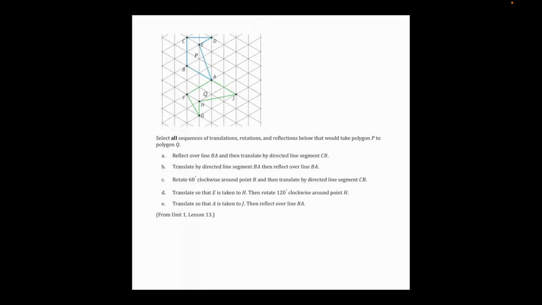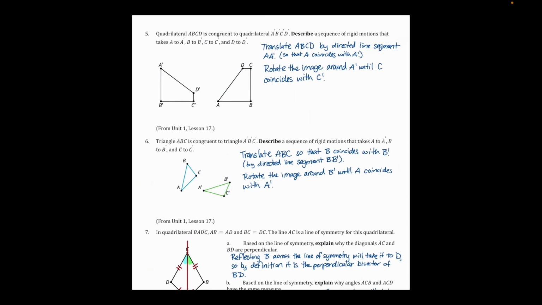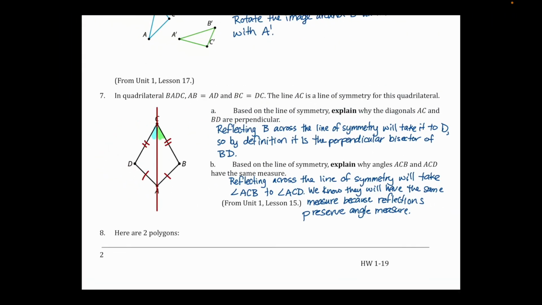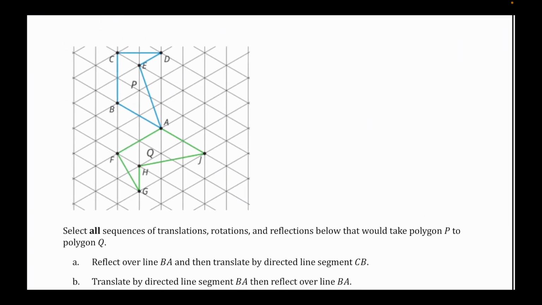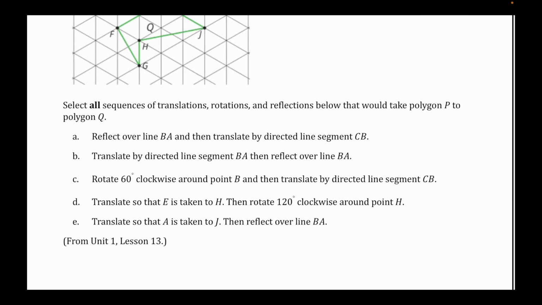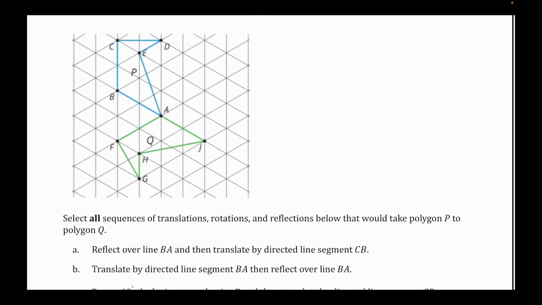All right, let's keep going. Because if you don't see it here, there's actually the title for question 8 is down here. Here are 2 polygons on my page. I don't know if it ended up on the correct spot on your homework page, but on mine it's down at the bottom here. So we're going to keep going to the next page. Here are these 2 polygons. So we want to then follow the directions below, which is to select all sequences of translations, rotations, and reflections that take polygon P to polygon Q.